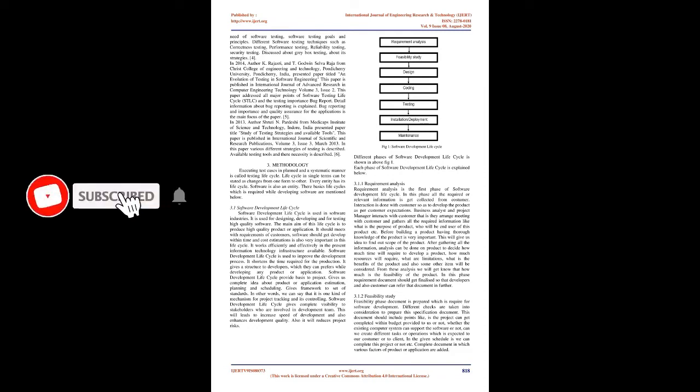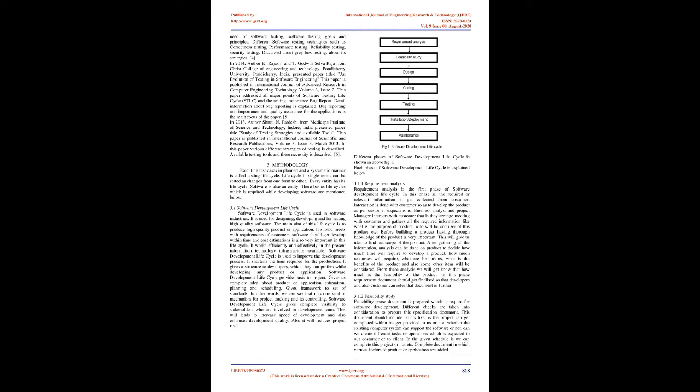Software development life cycle gives complete visibility to stakeholders who are involved in the development team. This leads to increased speed of development and also enhances development quality. Also it reduces project risks. Fig 1, Software Development Life Cycle. Different phases of software development life cycle are shown in the above Fig 1. Each phase of software development life cycle is explained below.